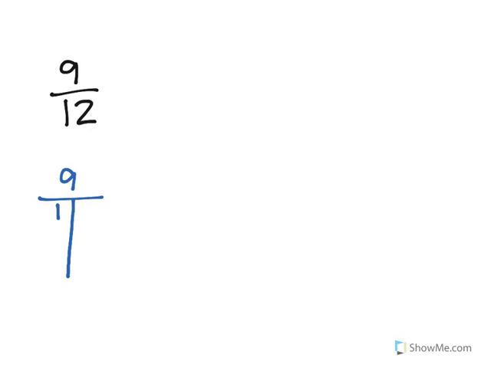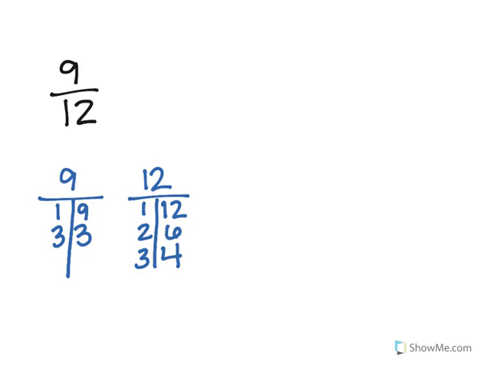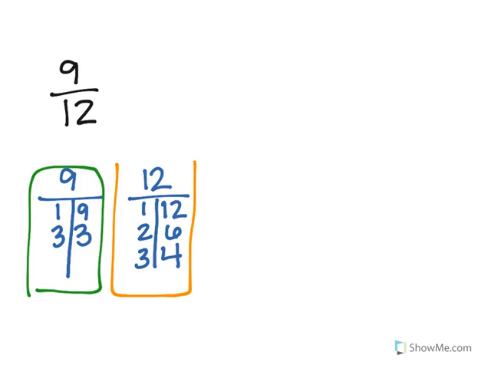factor them out. I have 1 and 9 and 3 and 3. Then I can factor out 12. 1 and 12, 2 and 6, and then 3 and 4. Are there any numbers that are the same in this factor tree and this factor tree? You're right. 3 appears in both of them.